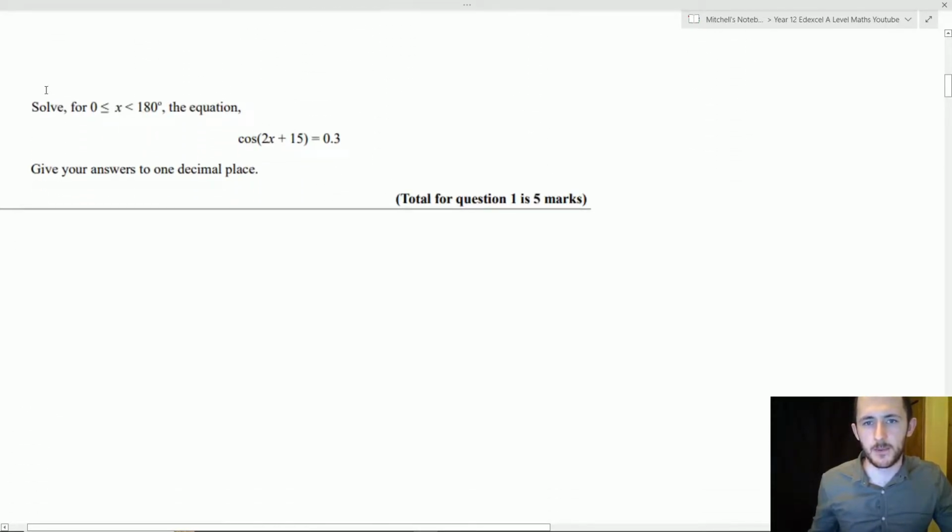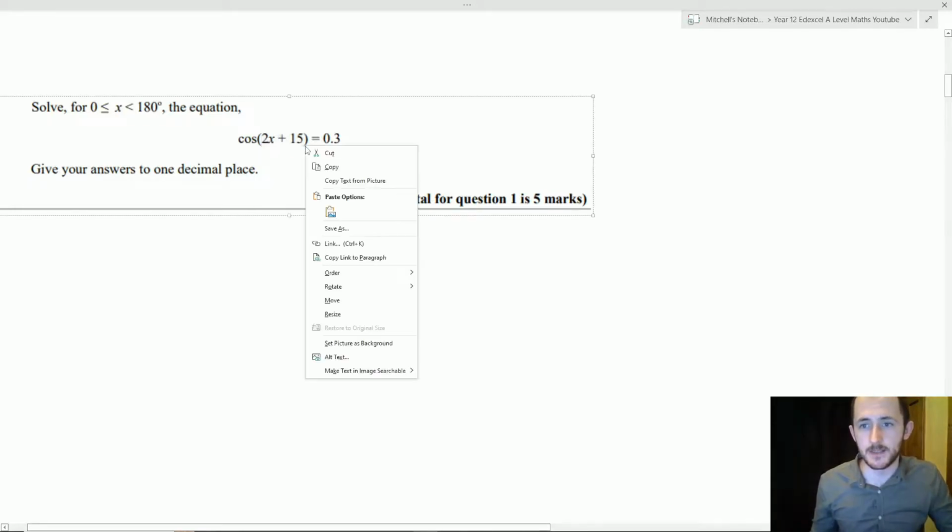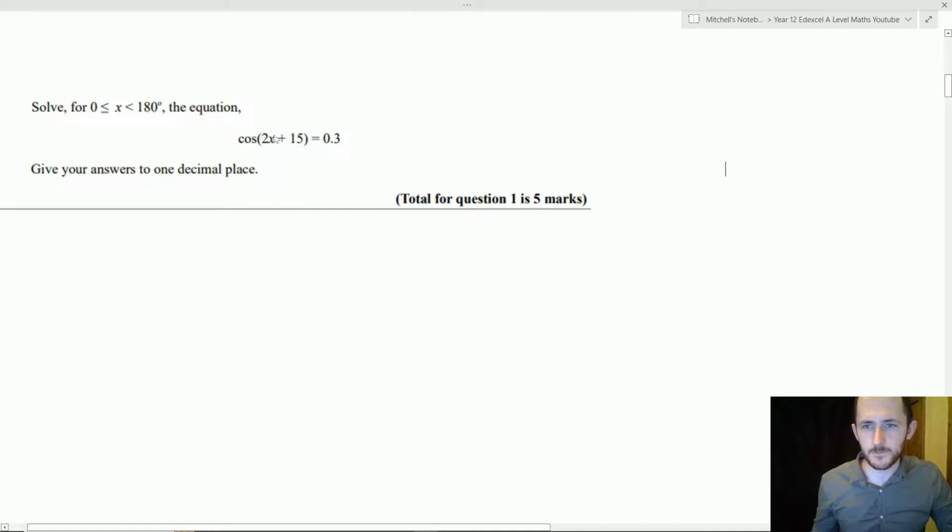So here we go, solve for, and then they give us a range. So that's a good first thing to look at. And now it says cos of 2x plus 15 equals 0.3. So the first thing you might notice is that we have inside the bracket 2x plus 15, and we're solving for x. Now, the problem with this is it's actually going to change the range of values we can accept, okay? Because we're going to end up halving what this is, so we can actually go twice around.